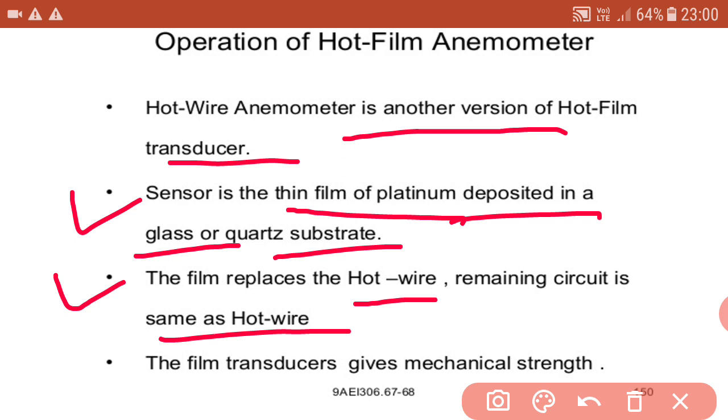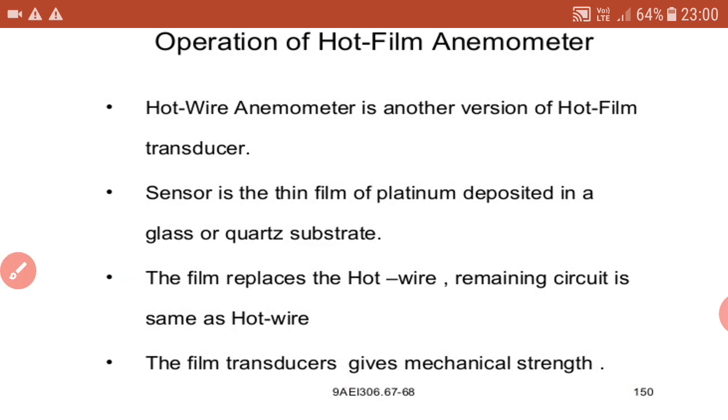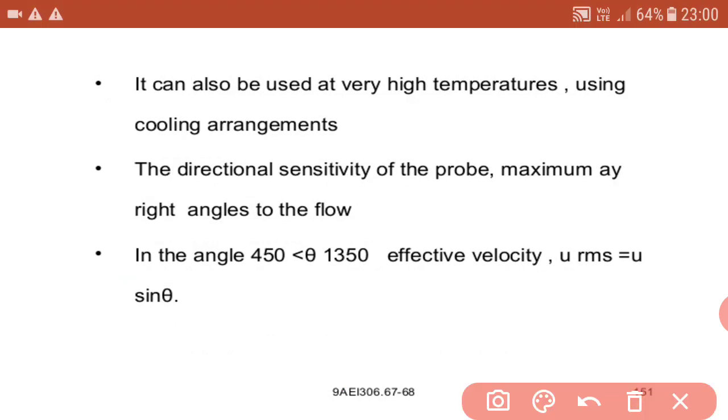The film transducer gives mechanical strength. It can also be used at very high temperatures using cooling arrangements. So we can use this for very high temperatures, but in this case we have to use some cooling arrangements.